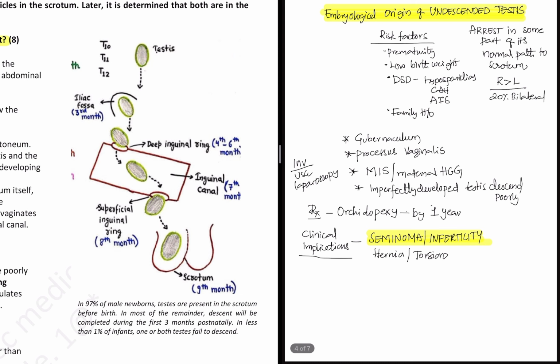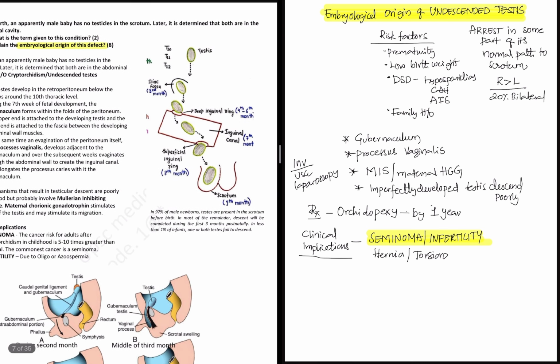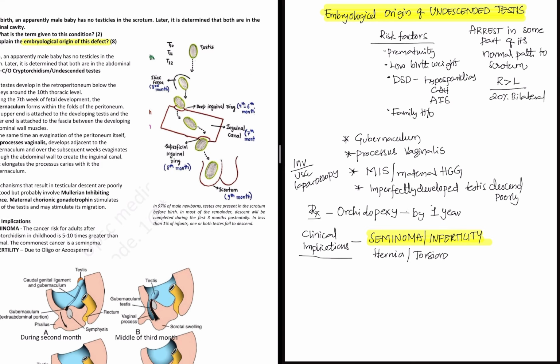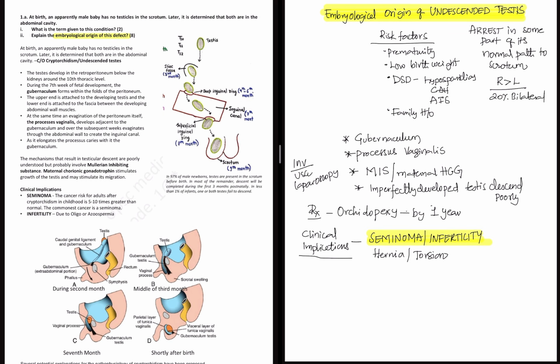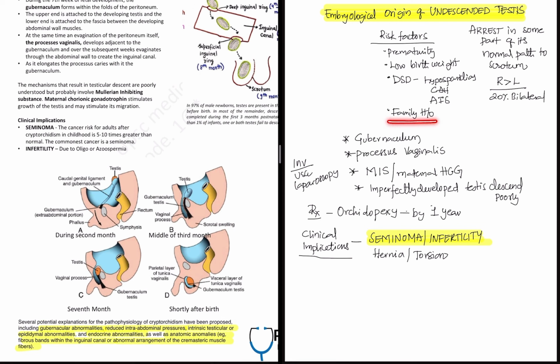Now, what is the embryological origin? You know the pathways of the descent, how it all happens. Now, there are multiple risk factors. If you see a newborn with undescended testes, there are risk factors like prematurity, low birth weight, and also disorders of sexual development, that is hypospadias, congenital adrenal hyperplasia, androgen insensitivity syndrome, and sometimes there is family history also. You might see it in siblings and twins.